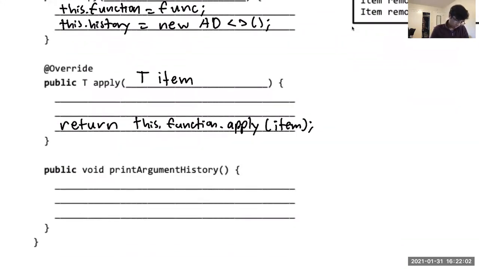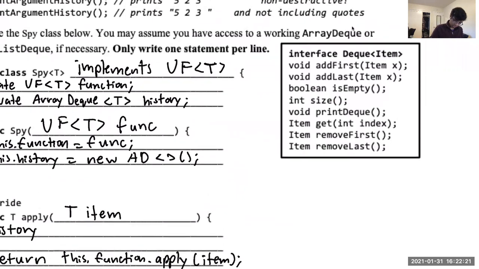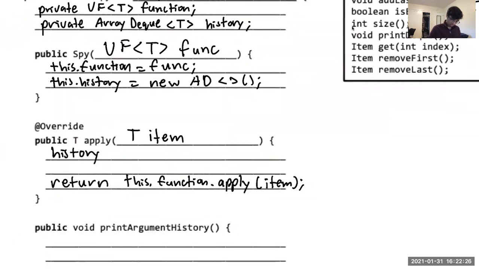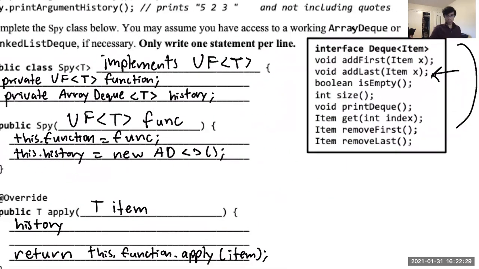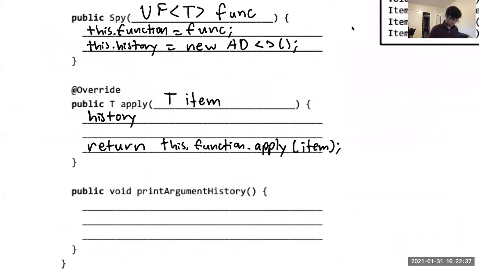And then finally, we talked about how the functionality should be that every time we call apply, we're going to add the item that we were given to this new history so that we can print it out at the end, right? And so that's going to happen right here, right? Because when we call apply, we're going to want to add, and then we can take a look at the deck methods over here. So we probably just want to do add last, right? Because every time we get a new item, we want to add that to the end of the deck so that when we print it out, the very first element in the deck is going to be the earliest one, which is the behavior that we want, right? So history dot add last item.